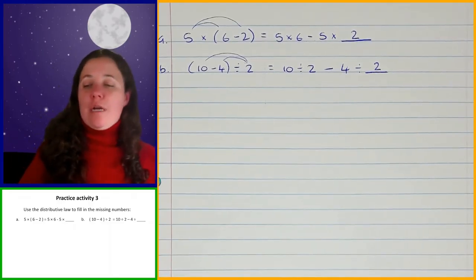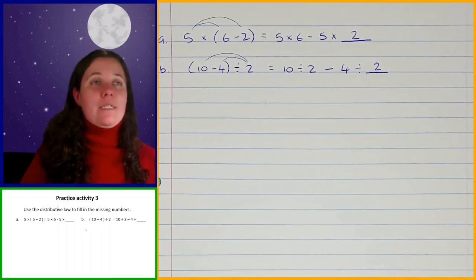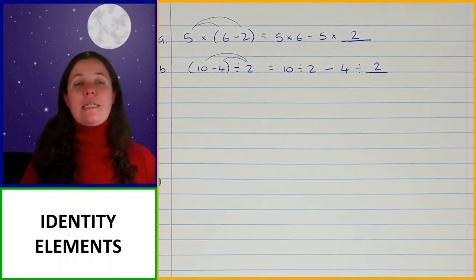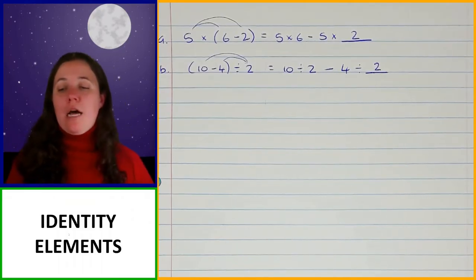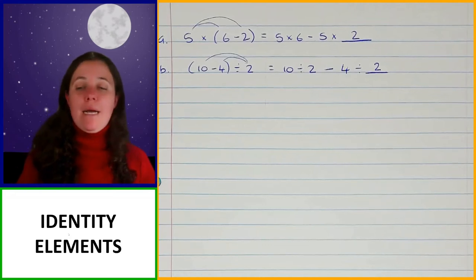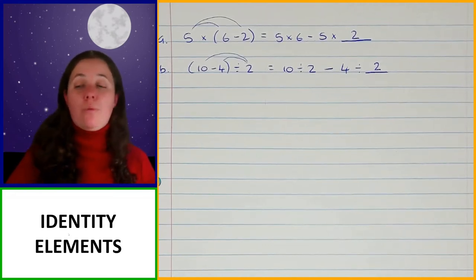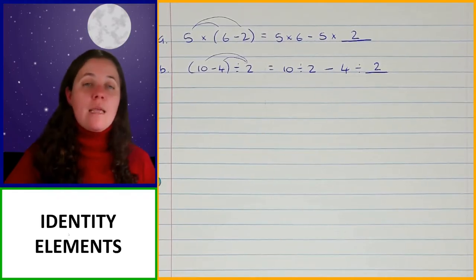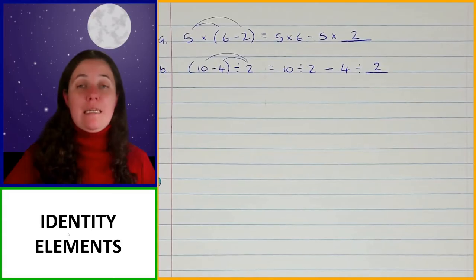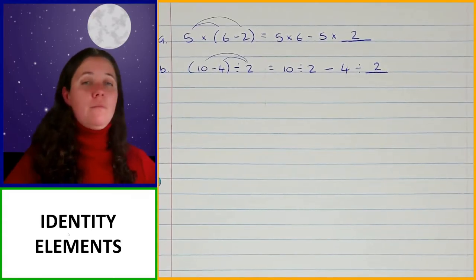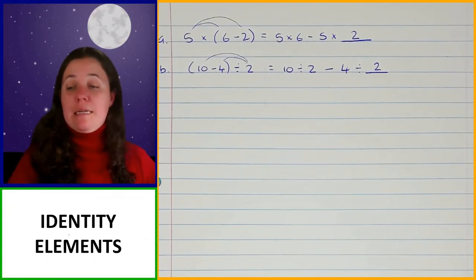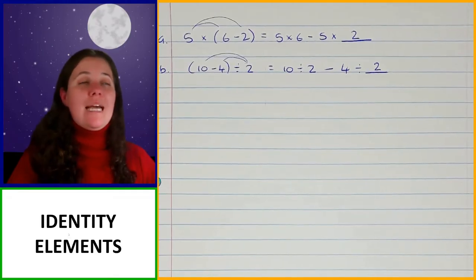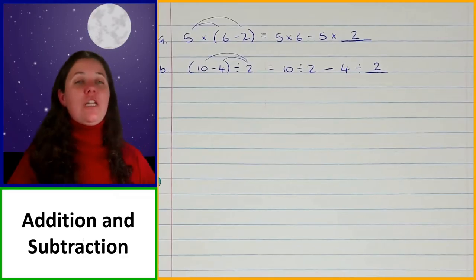Now we are going to go and look at the identity elements. Okay, so identity elements, they are numbers that you can combine with any other number using an operation such as addition, subtraction, multiplication, or division, and it doesn't change the value of the second number. Okay, so we have got a specific identity element for addition and subtraction and a different one for multiplication and division.